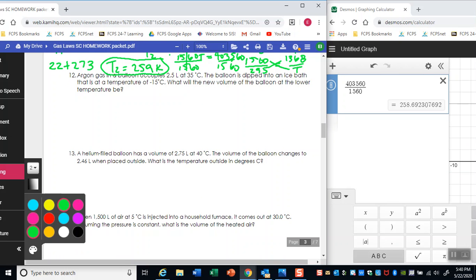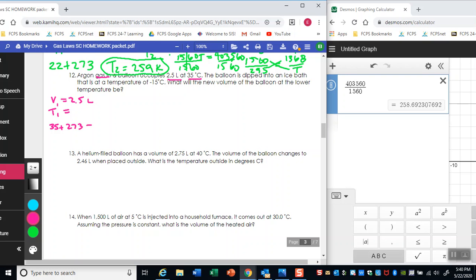Here we go. We've got our argon gas in a balloon. So we've got the gas laws, balloon, a new volume, 2.5 liters, Celsius, so a new temperature. So I'm going to take my 35 and I'm going to add the magic number, 273. And so that gives me 308 kelvins.